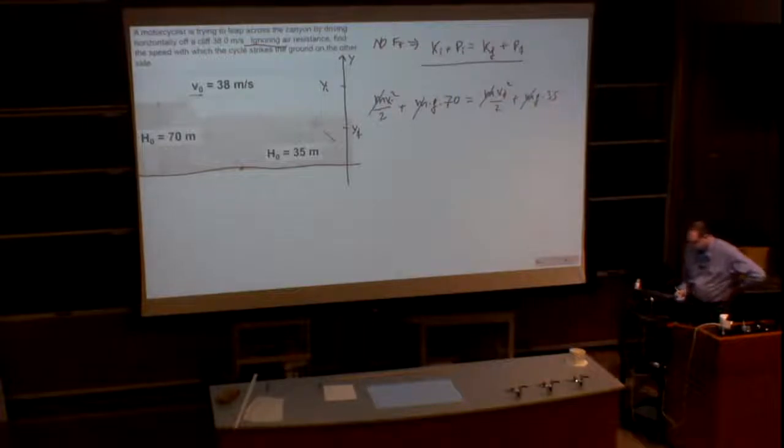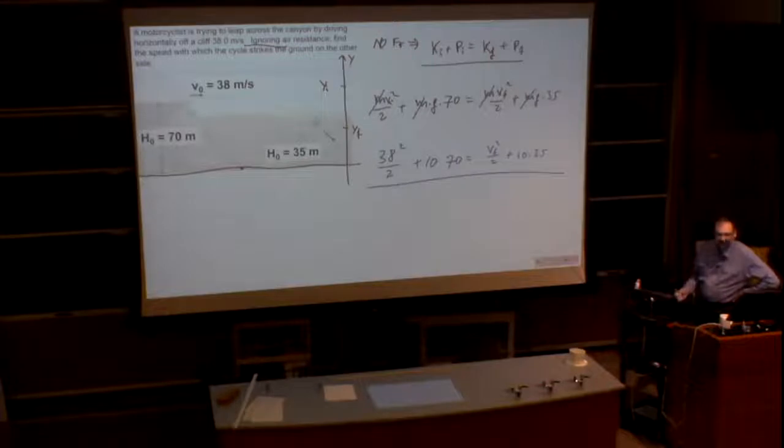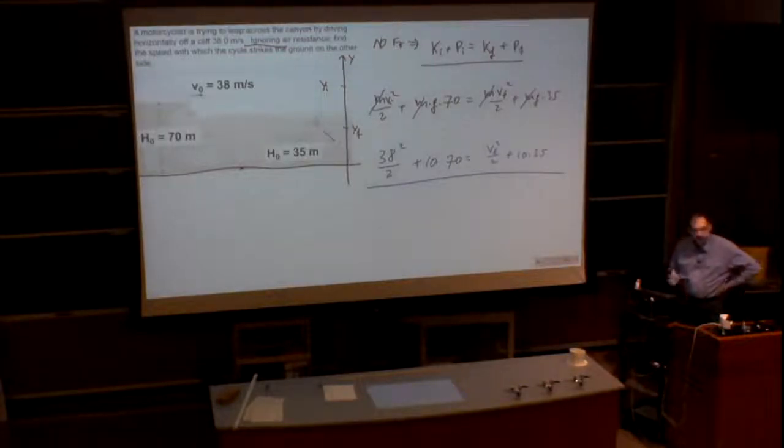And now we can just plug in numbers. 38 squared over 2 plus 10 times 70 should be equal to the unknown speed squared over 2 plus 10 times 35. This equation has only one unknown, so it's easily solvable. The rest is just rearranging numbers, taking a calculator, and calculating the final result.